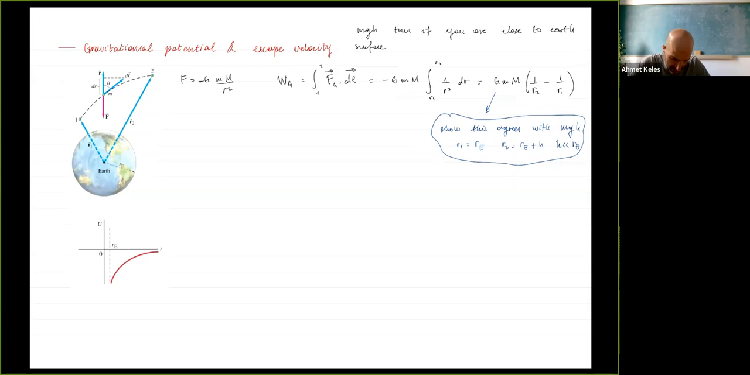Finally, okay, this is work done on the object by gravity. Now I want to define gravitational potential energy U, exactly what we did. U of g is equal to minus the work done by gravity, and it is equal to G M m, okay, times (1 over r1 minus 1 over r2). Good.